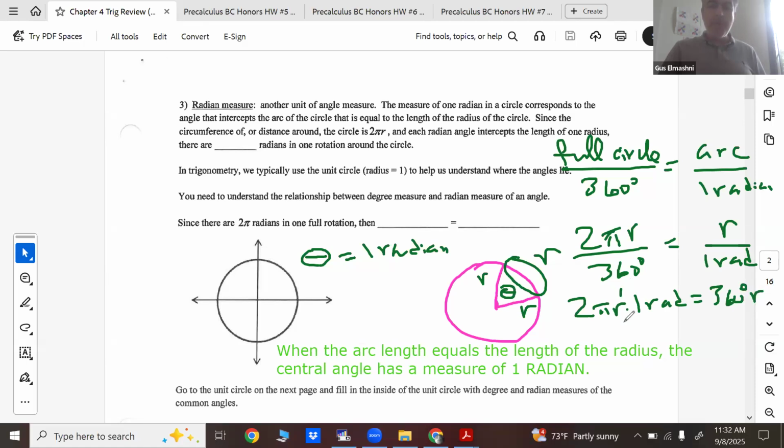What happens to the r's? What are you stuck with? 2 pi radians equals 360 degrees. That's why 2 pi radians equals 360 degrees, for that reason alone. So then you can reduce it and say pi equals 180, or pi over 2 equals 90, and so forth. So a little rapid fire, but does that make sense how a radian compares to a degree? We see that now? Good.